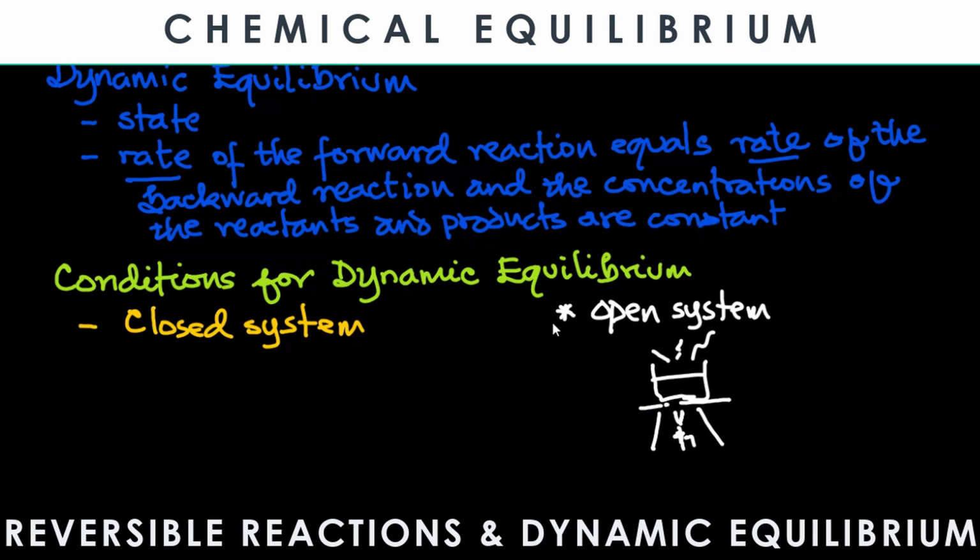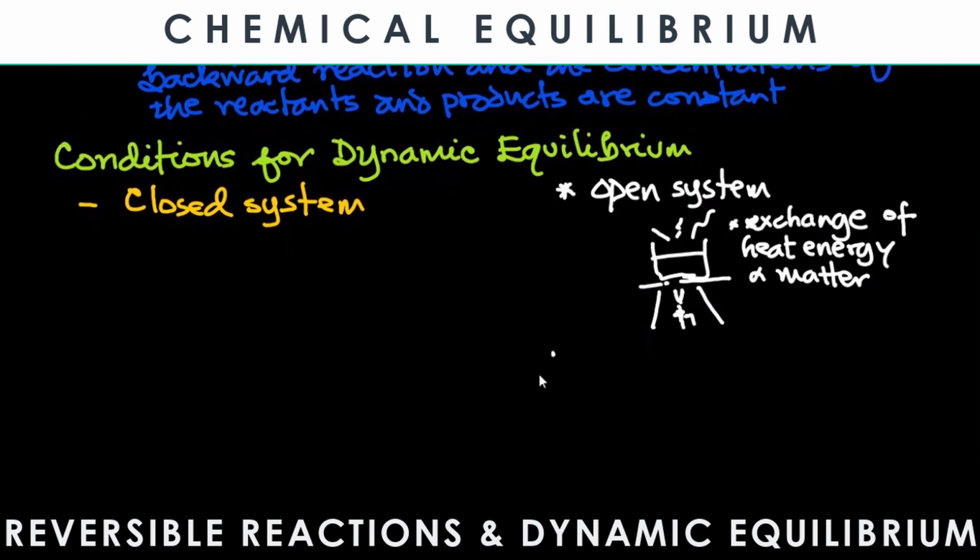Fine. So which means that in this open system, there's exchange of heat, energy, and matter. There's exchange of heat, energy, and matter in the open system. Are we together? Then there's another type of system called the closed system, which is what we are looking at here.